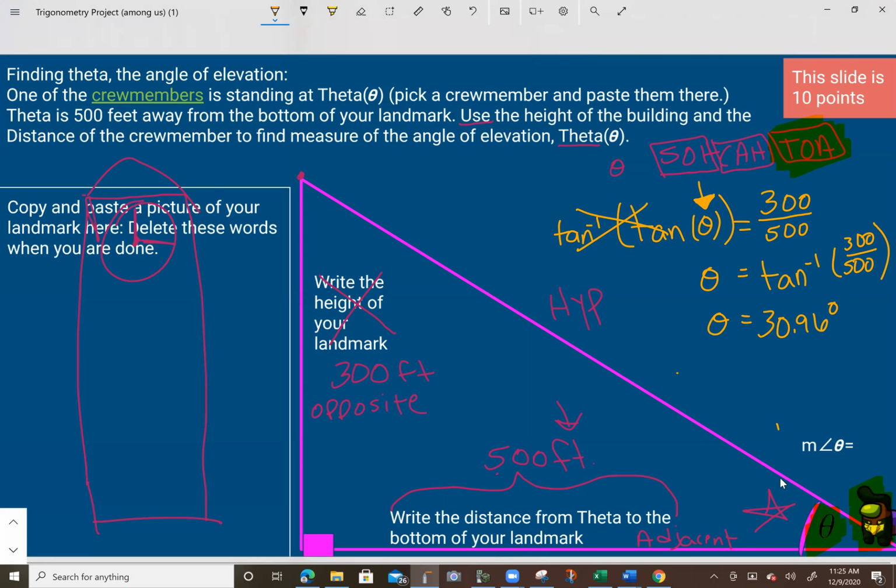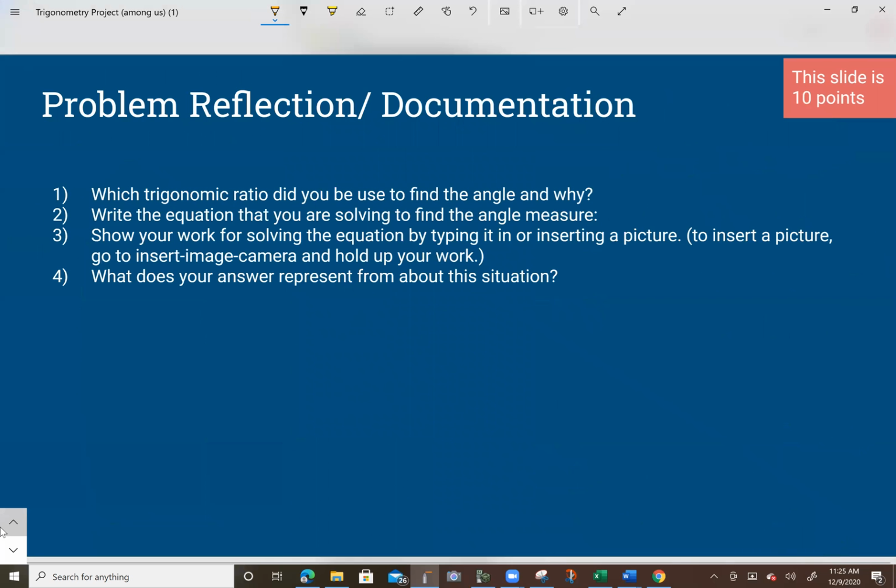And down here, you can just type that in on this slide. It says the measure of angle theta, and we will put 30.96 degrees. And I believe that's all you need for this slide. And you don't need to put all of your work on this slide, because our next slide is where you're going to put all of that work.